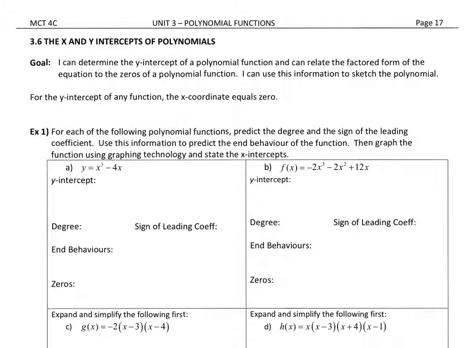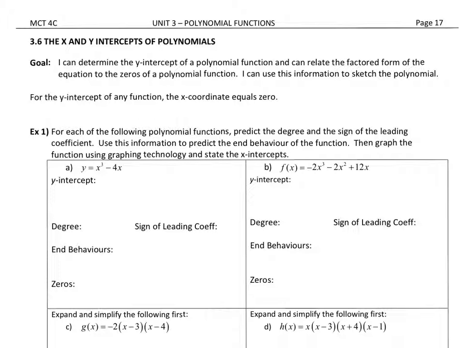At this point, you should be able to determine the degree of a polynomial by looking at its equation, and you should be able to identify the sign of the lead coefficient. These things are important to us because they tell us what direction the end behaviors will go for our polynomial function. For example, if you have an odd degree, like a degree 1 or a degree 3, you should know that the end behaviors will go in opposite directions. With even degrees, they go in the same direction.